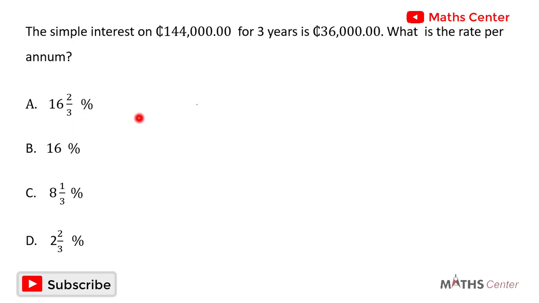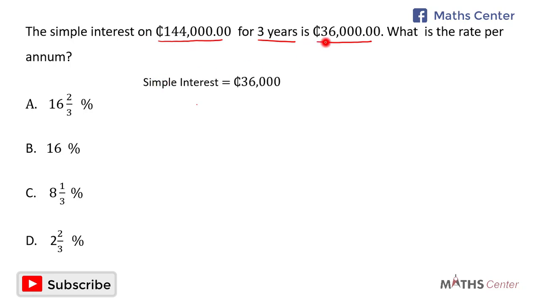option. So from the question we are told that an amount of 144,000 cedis was invested for a period of 3 years, and the simple interest that was accrued on this amount is 36,000 cedis. The question wants us to find the rate per annum at which the amount was invested.